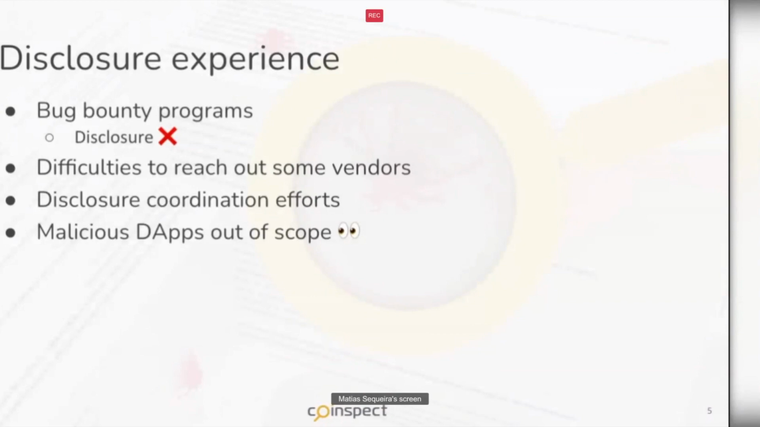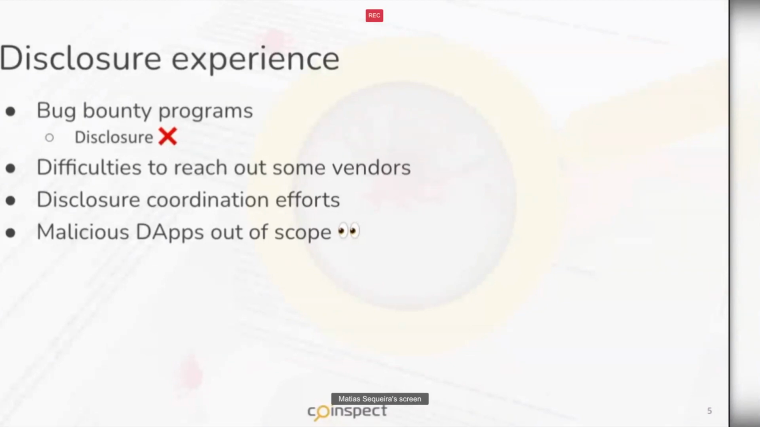And also, we found a couple of vendors that said, "Hey, since this is a malicious app, your bug is not in scope." And that's funny, because I think that in the threat model of any wallet, you have to consider malicious apps. Otherwise, why are we asking permission to connect to a dApp if we consider it not to be malicious, right? So that was funny. We had a couple of bugs rejected.